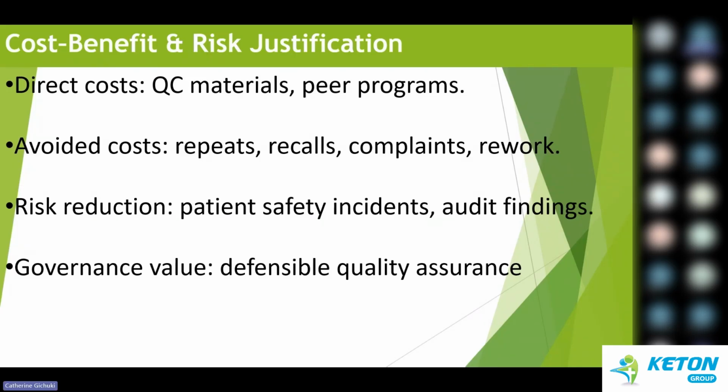So we mentioned QCs having an implication for cost. But remember, we mentioned that we will be looking at the cost base and risk justification, because you might look at it that way, but it's helping us salvage even more money at the end. So the direct cost is usually the money spent on QC materials and peer comparison programs. That is a direct cost.